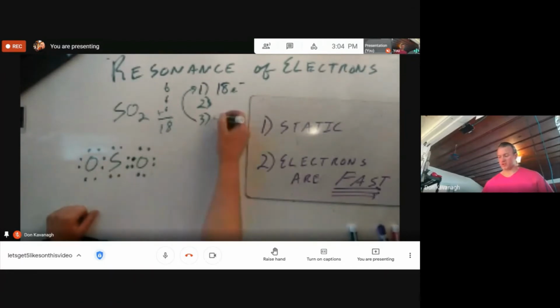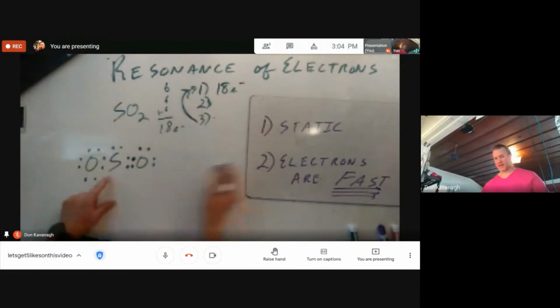So now I'm going to check my octets again. This oxygen is still good. This sulfur can now lose 2, and this oxygen can lose 2. When I cycle back up a second time, now this is a good Lewis dot structure with 18 electrons.